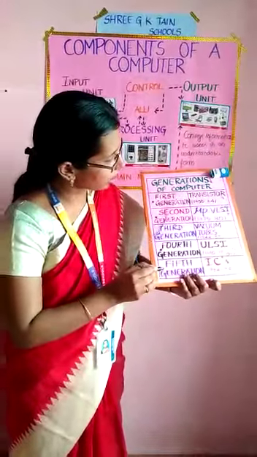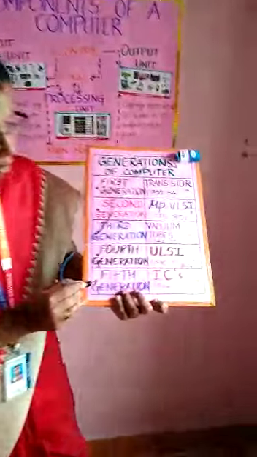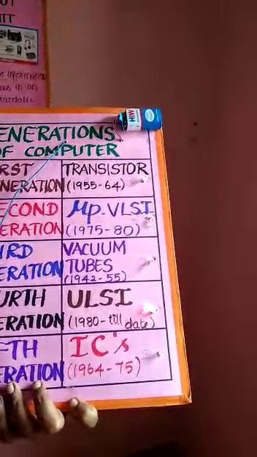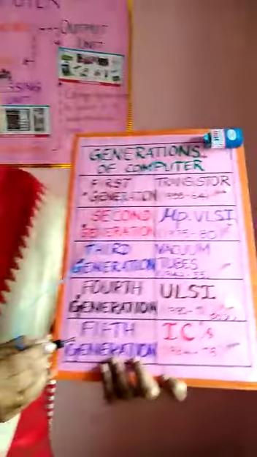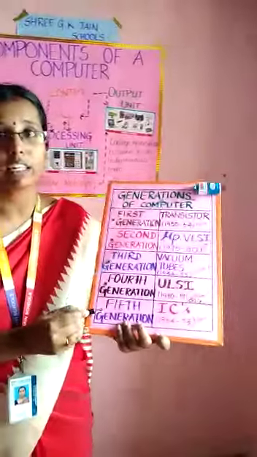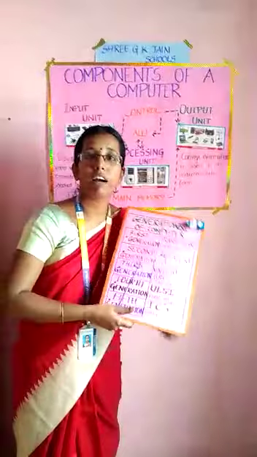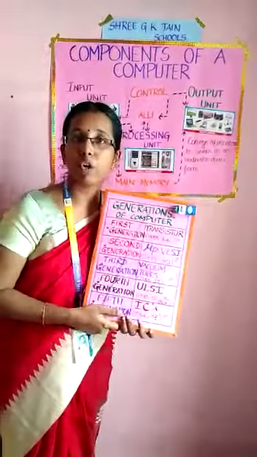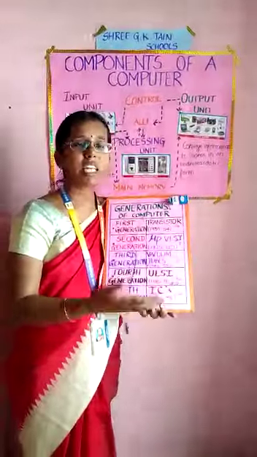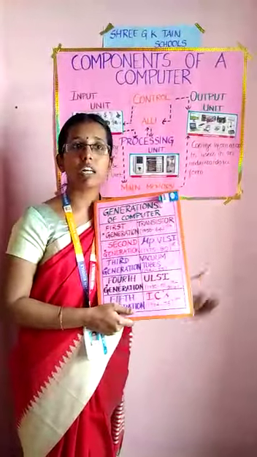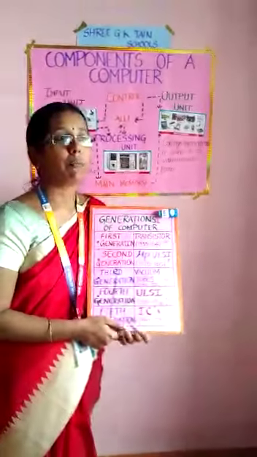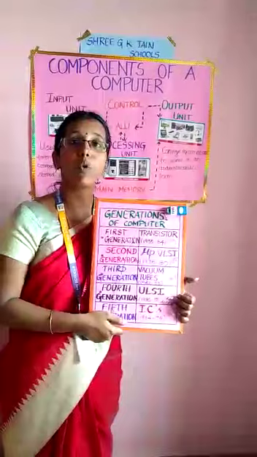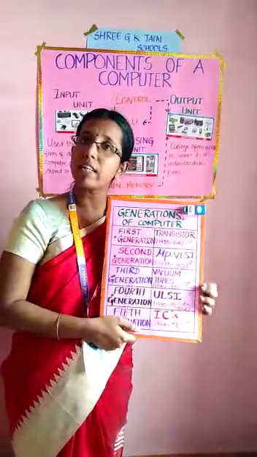And in the fifth generation, we have ultra large scale integration, 1980 till date. In this we have parallel processing with a distributed operating system. And the sixth generation is still in the future. We have development in robotics and development in voice recognition software in the sixth generation.